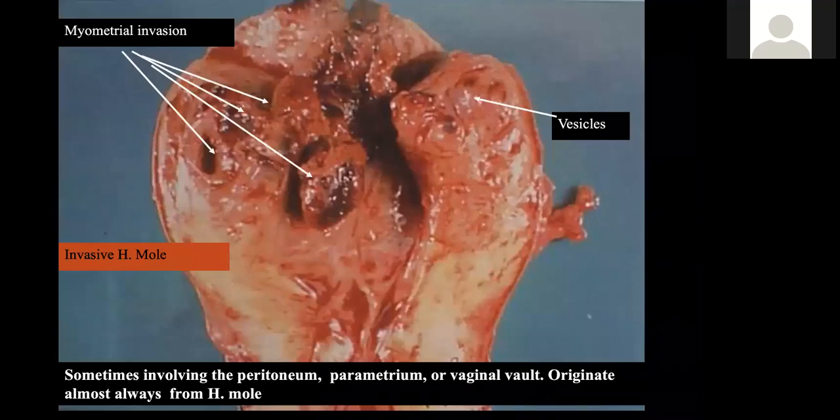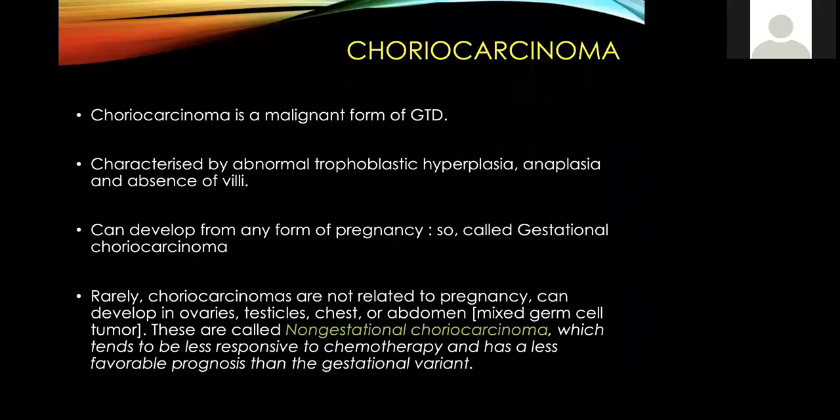And this is the histopathology which you can see. There is myometrial invasion. The vesicles are big. They are very large. And they can also undergo invasion into the peritoneum, parametrium, vaginal wall. And this is the worst scenario you can find.